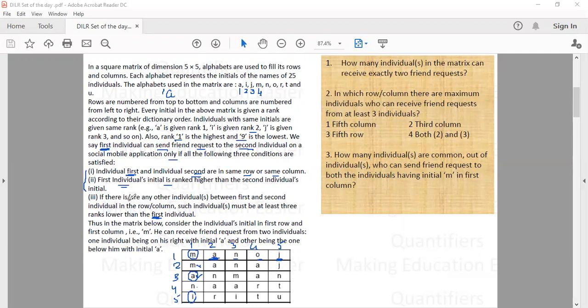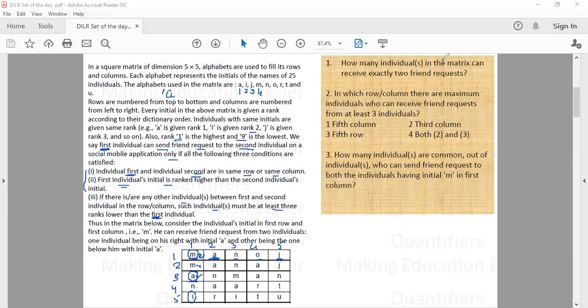As per the third point, if there is any other individual between the first and second, then such individuals must be at least 3 ranks below the first individual. So that means this I cannot send the request to M. So the only requests this person M will get are from either this A or this A, right? So he can get 2 requests. Based on these conditions, we have to find the number of requests received by every individual.